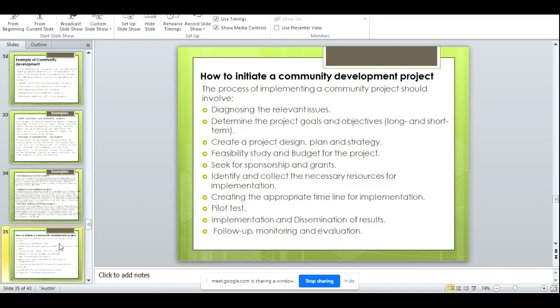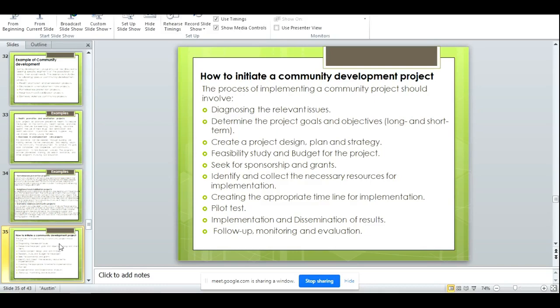You also want to create a project design, plan, and strategy so that the project can be completed. And you also want to do a feasibility study and budget for the project, so you don't start and on the way the money gets finished and the project is abandoned. You also want to seek sponsorship and grants, because most community projects cannot be done out of pocket. So you want to seek grants, companies that give grants and sponsorship, or the federal government, the state government, or local government.